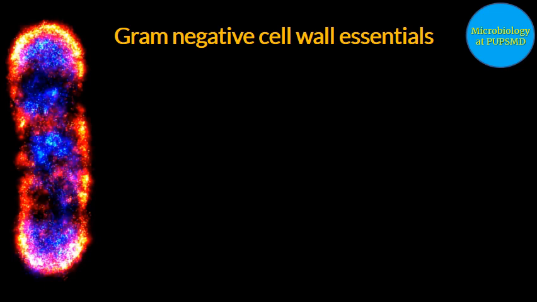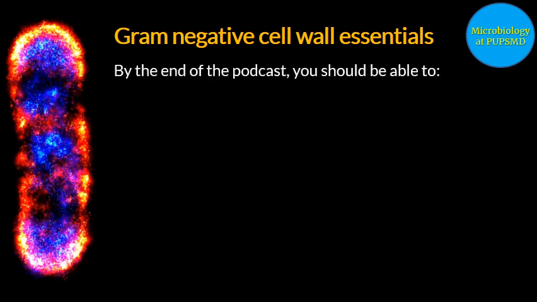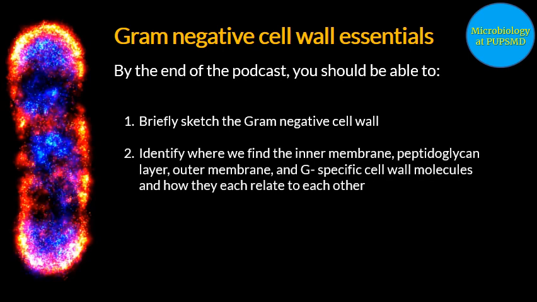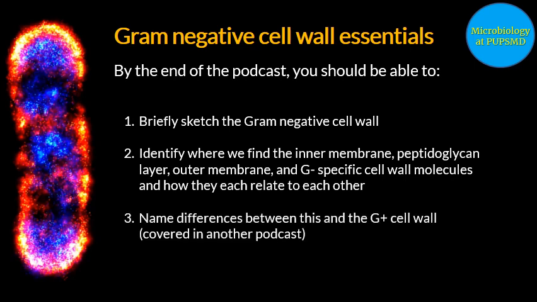Hello, and in this podcast we're going to go through essentials around the gram-negative cell wall. So hopefully by the end of it you should be able to do the following things. We're going to briefly sketch some of the important things around what the gram-negative cell wall looks like and what it's made of. It's a bit more complicated than the gram-positive cell wall, but you should be able to identify where you find the inner membrane, the peptidoglycan layer, the outer membrane, and then one or two of the specific molecules and proteins found in the cell wall of a gram-negative bacterium.